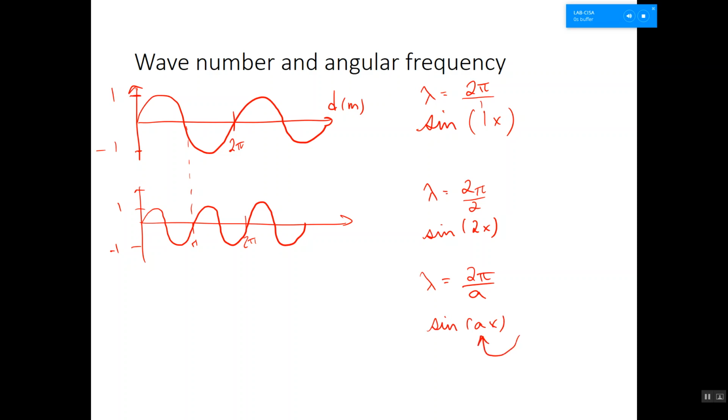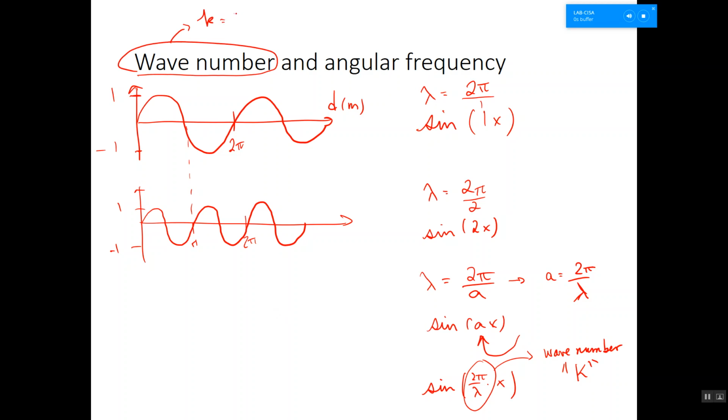Okay? And that means that this variable here, a, can be expressed as a function of wavelength. Because look, if I just algebraically rearrange this expression here, what I have is a is equal to 2 pi over lambda, right? So that means I can rewrite my wave function here as sine of 2 pi over lambda times x. That makes sense? This expression here has a name. This name is called a wave number. Its symbol is k. So we can write that up here if you want in the title. This is k, and it's equal to 2 pi over lambda.